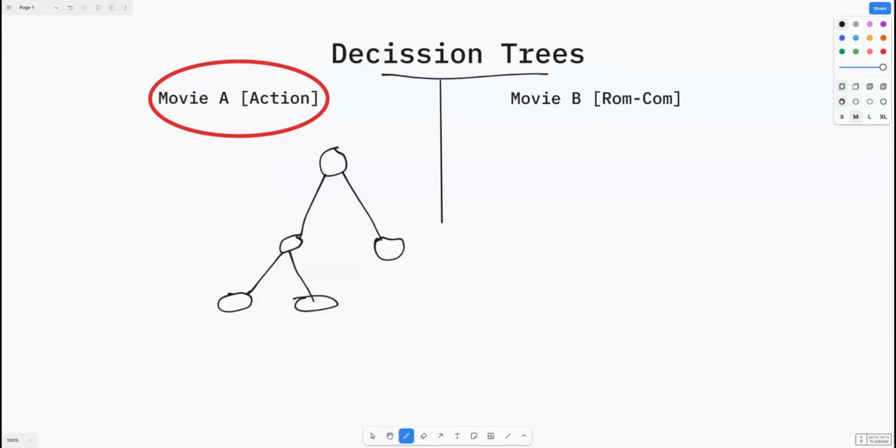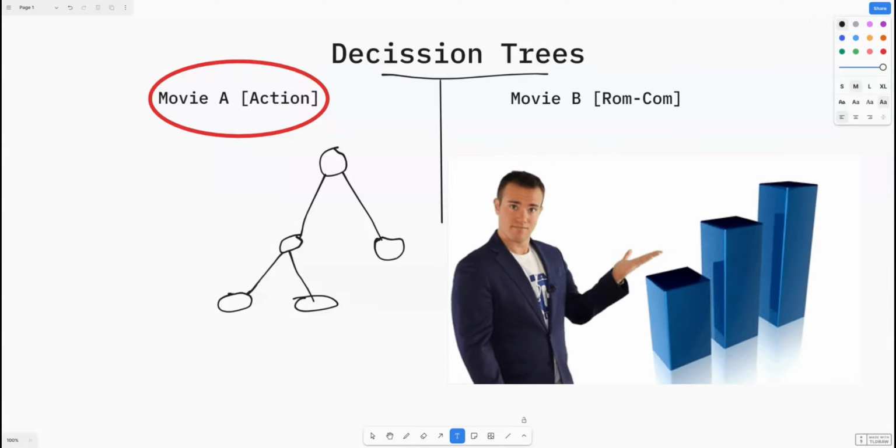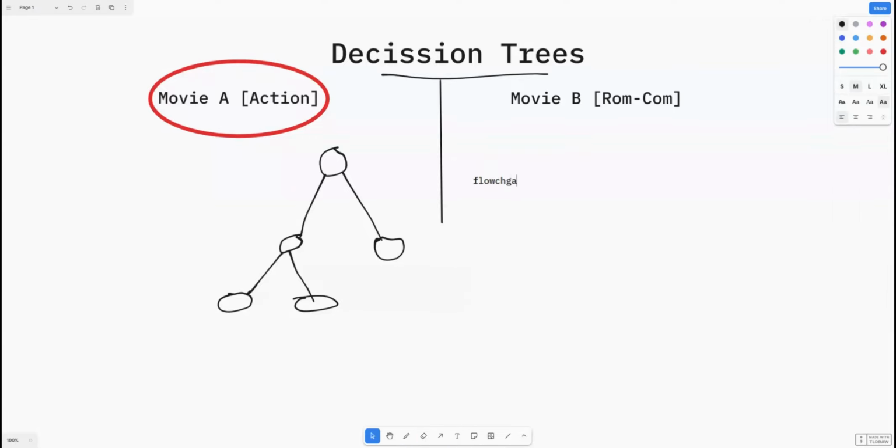The first thing that we need to understand is what these decision trees really are and why they're important. A decision tree is like a flow chart, and flow charts help us make decisions step by step. It is one of the most intuitive machine learning models because it mimics the way we think.